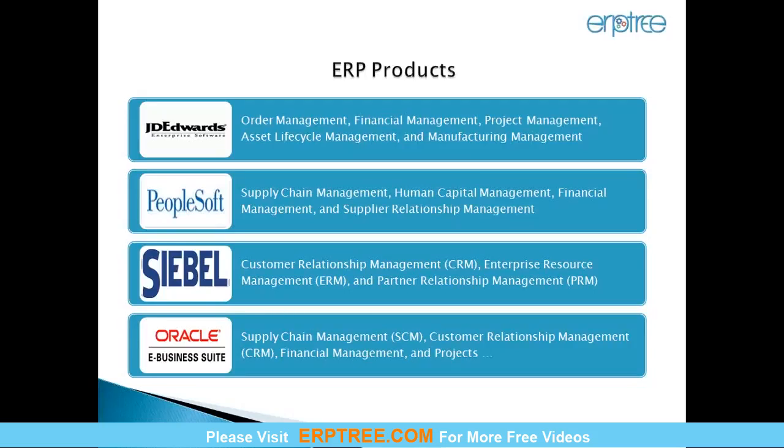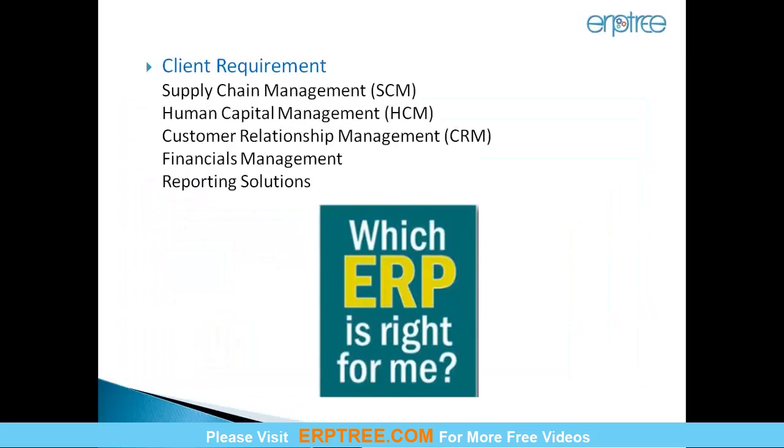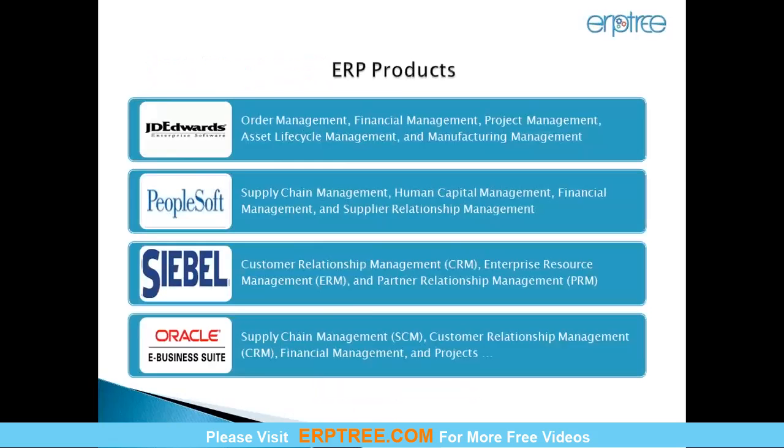So this is how I mentioned a few ERP products and the solutions the vendors are offering. If you look at this slide, we can understand which ERP is offering which solutions. Now let's take a simple example. There is one client who requires supply chain management, human capital management (HCM), customer relationship management (CRM), financial management, and a reporting solution. If a client is looking for an ERP which will offer the best solution for SCM, HCM, CRM, and financials, which is the right ERP here?